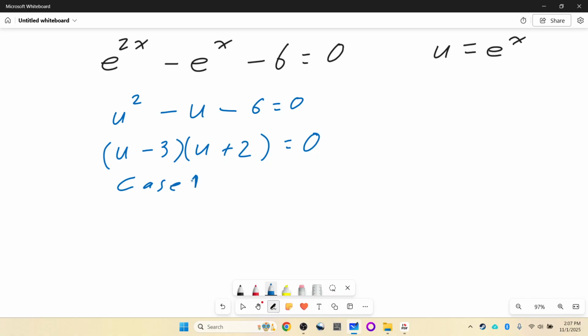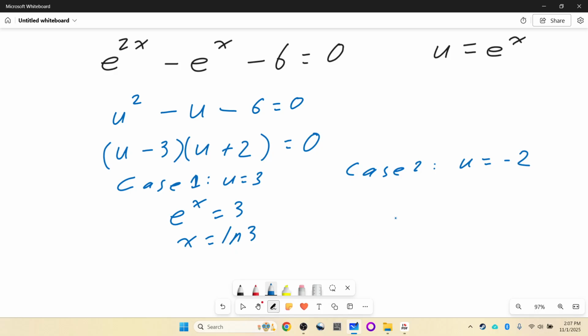Case 1, u equals 3. And case 2, u equals minus 2. So we have e to the x equals 3. That means x is natural log of 3. And then over here we have e to the x equals negative 2. Well, negative 2 is not in the range of the exponential function, so no solution there. So this is my only solution.